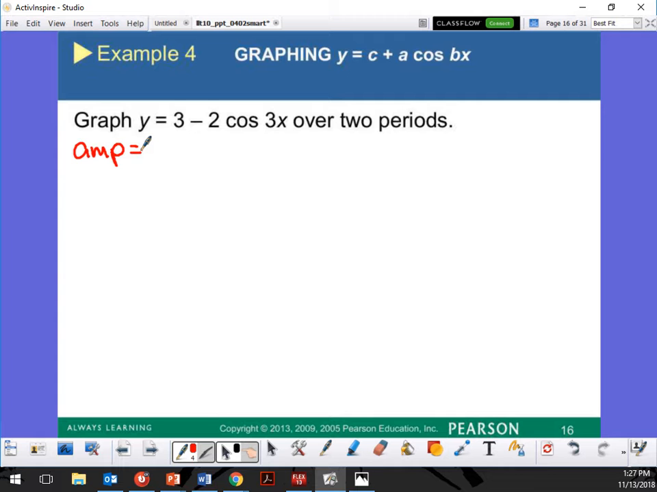What is my amplitude for this problem? Is it 3 minus 2 or is it 3? It's 2. It could be just 2, or I could say negative 2 because it also gives me direction. It's the number in front of the sine, cosine, tangent, all that.